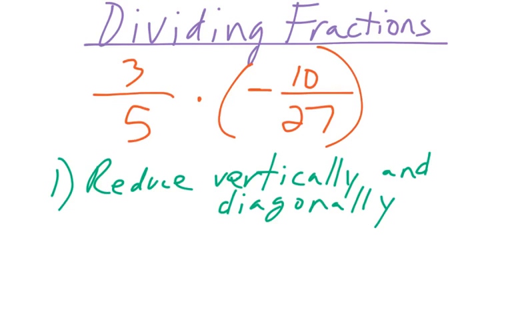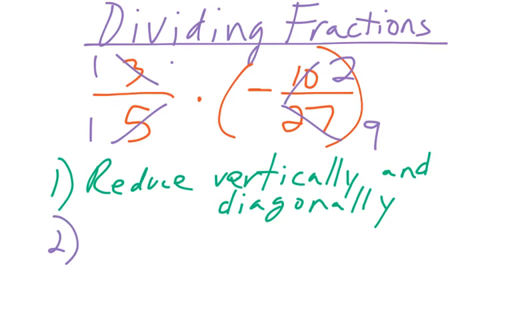So now we look to reduce diagonally. If we look this way at 3 and 27, 3 can go into both of those, right? So 3 divided by 3 is 1. 27 divided by 3 is 9. Now let's look at the other way diagonally. So 5 actually goes into both of these. So 5 divided by 5 is 1. 10 divided by 5 is 2. So we reduced diagonally and vertically.